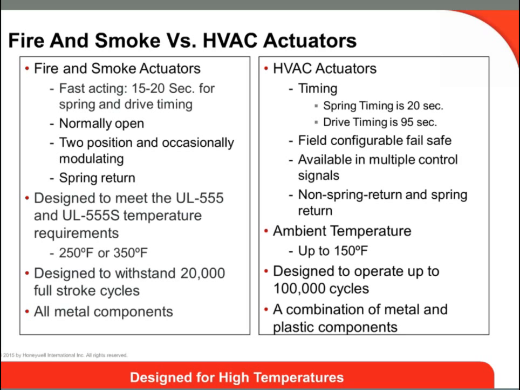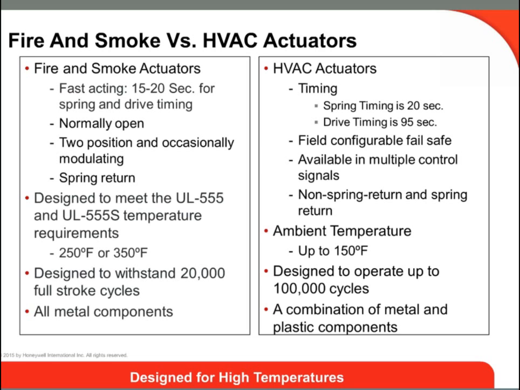The most important difference is UL certification. Most fire and smoke actuators sold in the US are UL rated for both UL 555 for fire applications and UL 555S for smoke. These combined fire and smoke actuators must be able to operate at 250 or 350 degrees Fahrenheit. Because of this, all components are metal, unlike control actuators, which may have some plastic components.